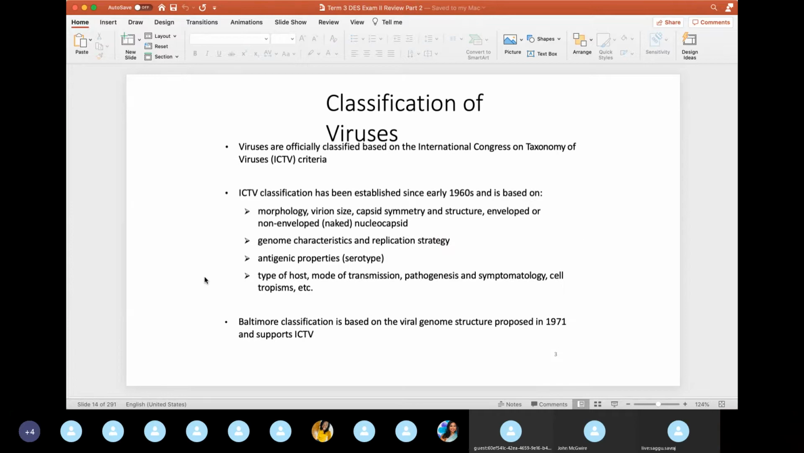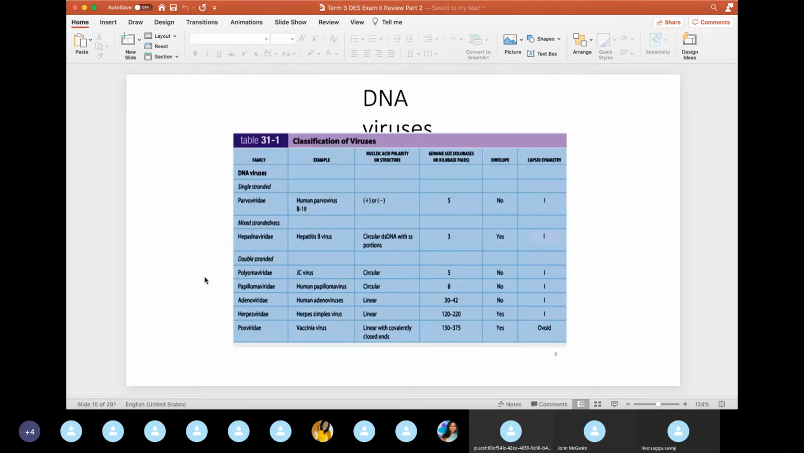Right, classification of viruses. We need to classify them according to their morphology, virion size, capsid, and so on. You need to know the Baltimore classification. So let's go here. These are examples of your DNA viruses. DNA viruses can be single-stranded, mixed-stranded, or double-stranded.